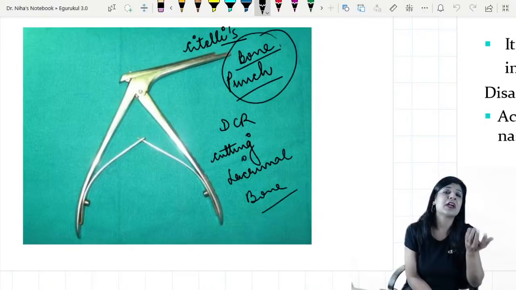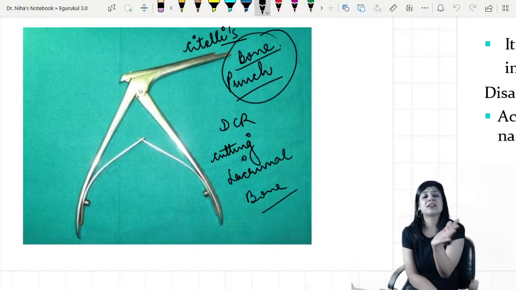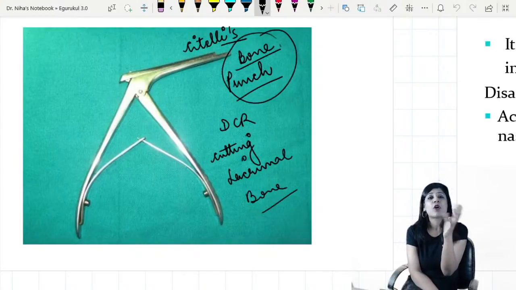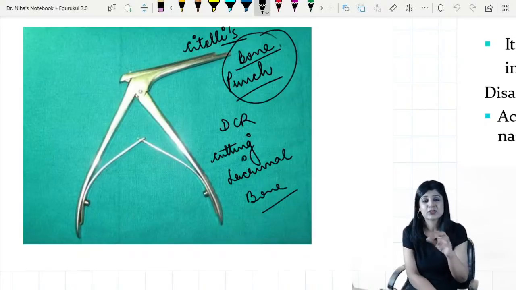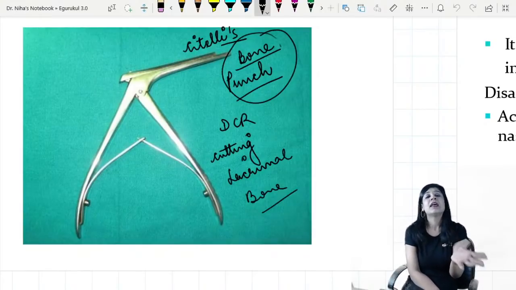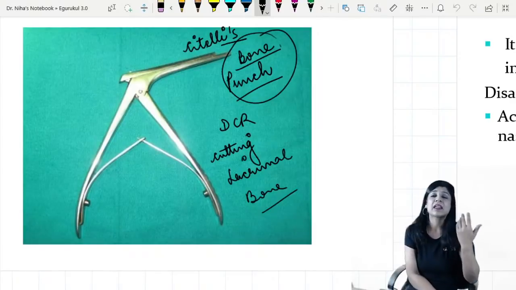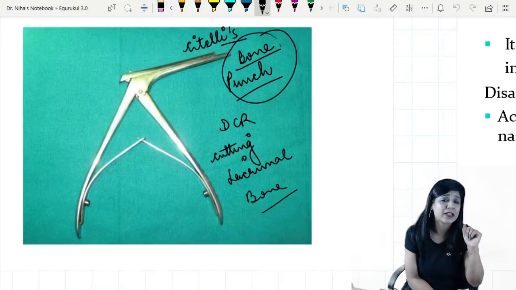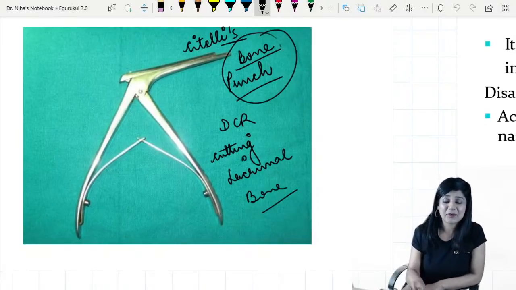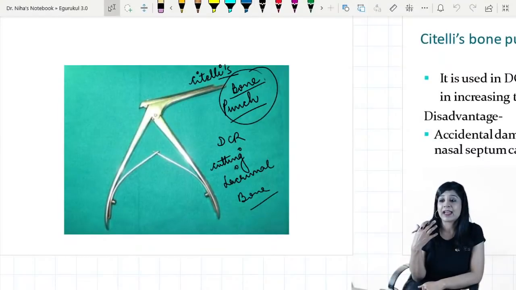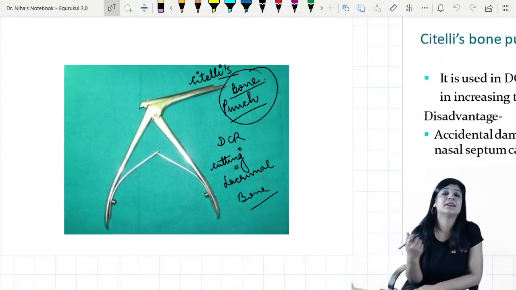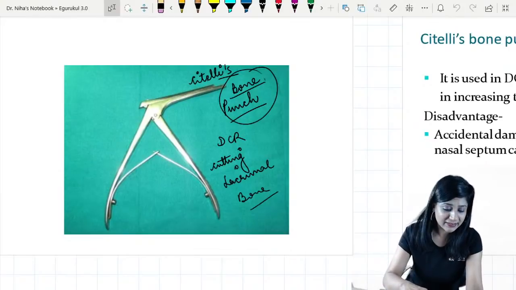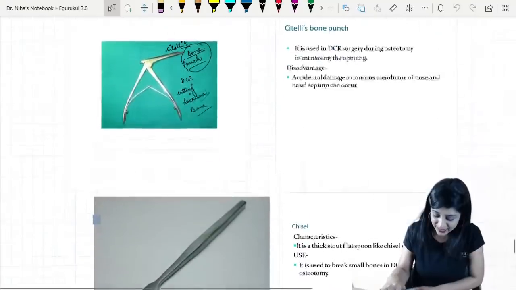Plus, whenever we are doing the dacryocystitis surgery, usually it is towards the evening, because a DCR patient is an infected person. So you will not operate at the first instance. First you will finish off all the cataract surgeries, and then towards the evening we take these infected cases. So surgeons are already exhausted and it requires a lot of pressure. So this is not a delicate instrument that you usually expect in ophthalmology. Citelli's bone punch for the cutting of the lacrimal bone.